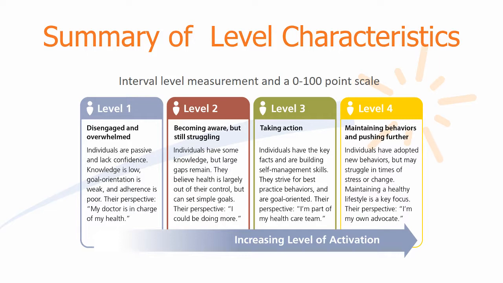If they are 1 or 2, they are disengaged, they're not engaged in their health, they may be overwhelmed, they may be struggling with, say, a chronic condition and the requirements to manage that condition. If they are 3 or 4, they're taking action, they're engaged in their health care, they're engaged in doing research about their health, they're managing their chronic condition. And knowing this information can be very, very helpful for the practice.